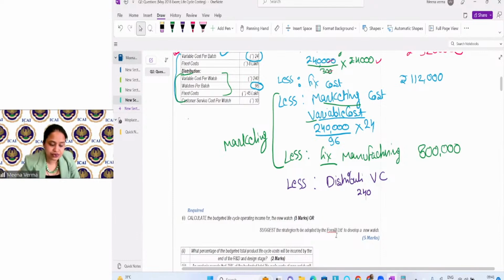Okay, third one is what? An analysis revealed that 75% of the budgeted total life cycle cost of a new product, new watch, will be locked in at research and development and designing stage. What are the implications of managing the cost of a new product? It is mentioned here that over the entire life, whatever is the total cost, what was the total cost? Give me 1 minute. So this is the total cost the company is incurring, right?